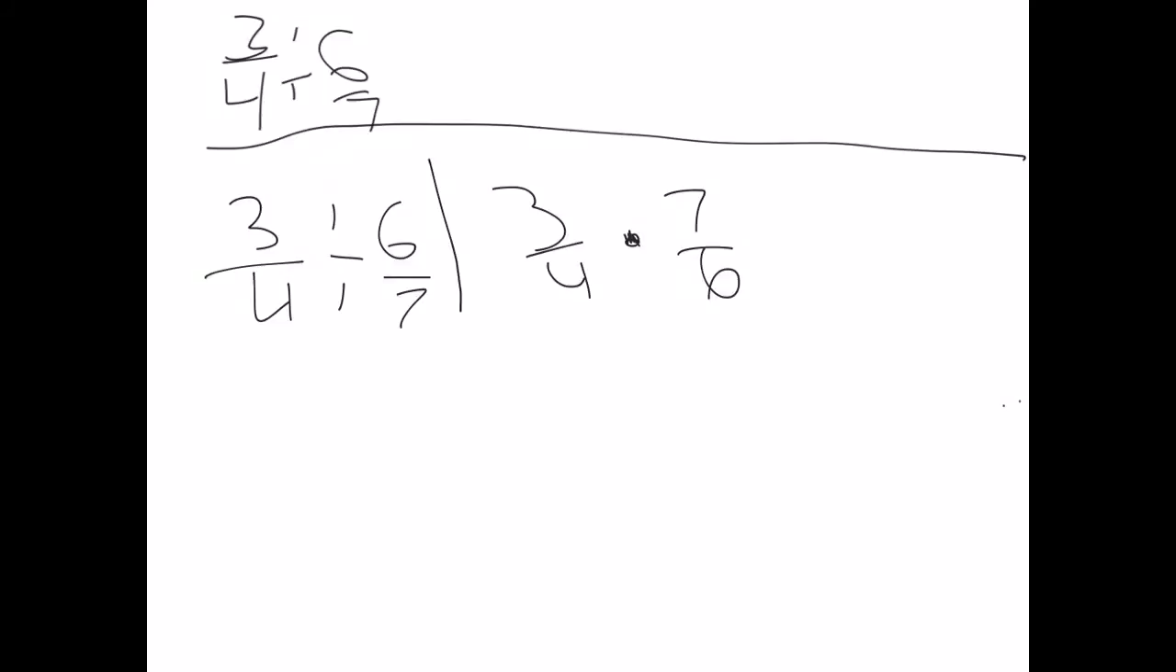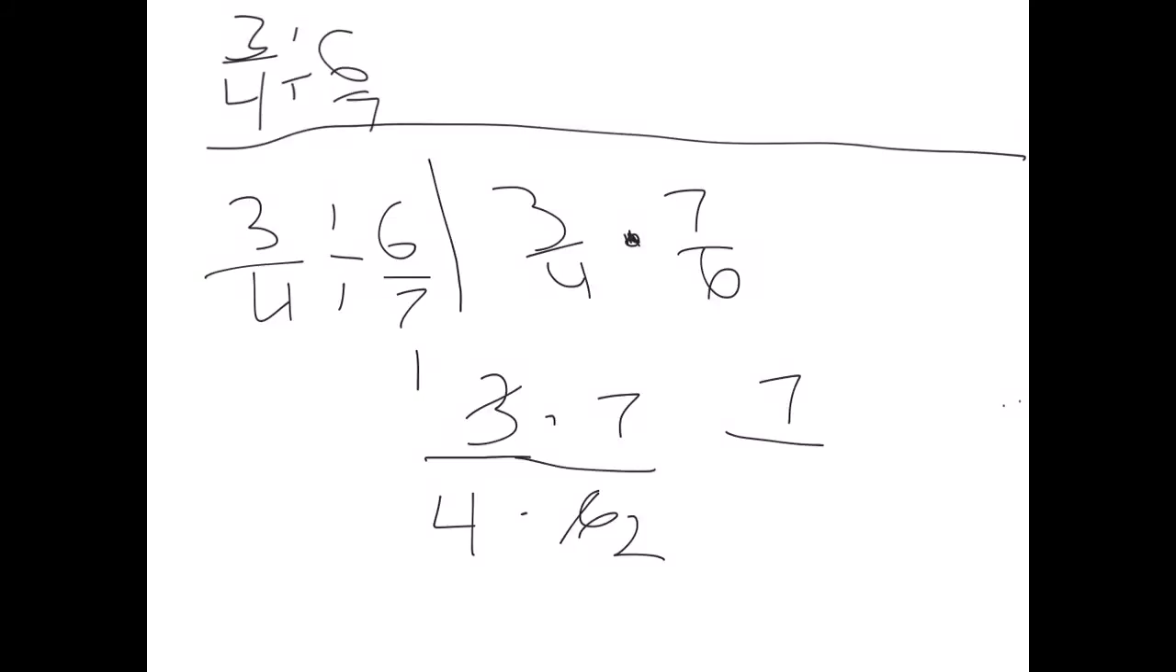So it would be 3 times 7 over 4 times 6. 3 goes into 3 once, and 3 goes into 6 twice. 1 times 7 is 7, and 4 times 2 is 8. And that's your answer.